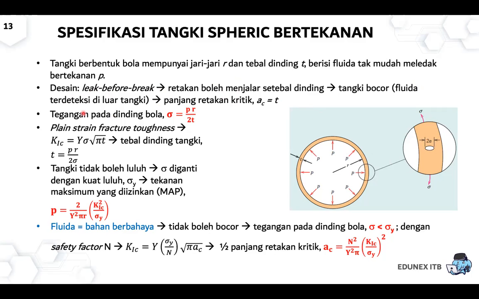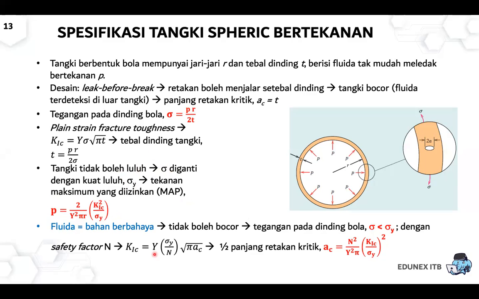So that means the stress on the wall is equal to PR divided by 2T. This is given. And then the plane strain fracture toughness would be this one. So we know T also, from here. And then the tank can't be yielding, so we change the sigma with the sigma Y, or maximum allowable pressure. And then we will know how much is allowable.